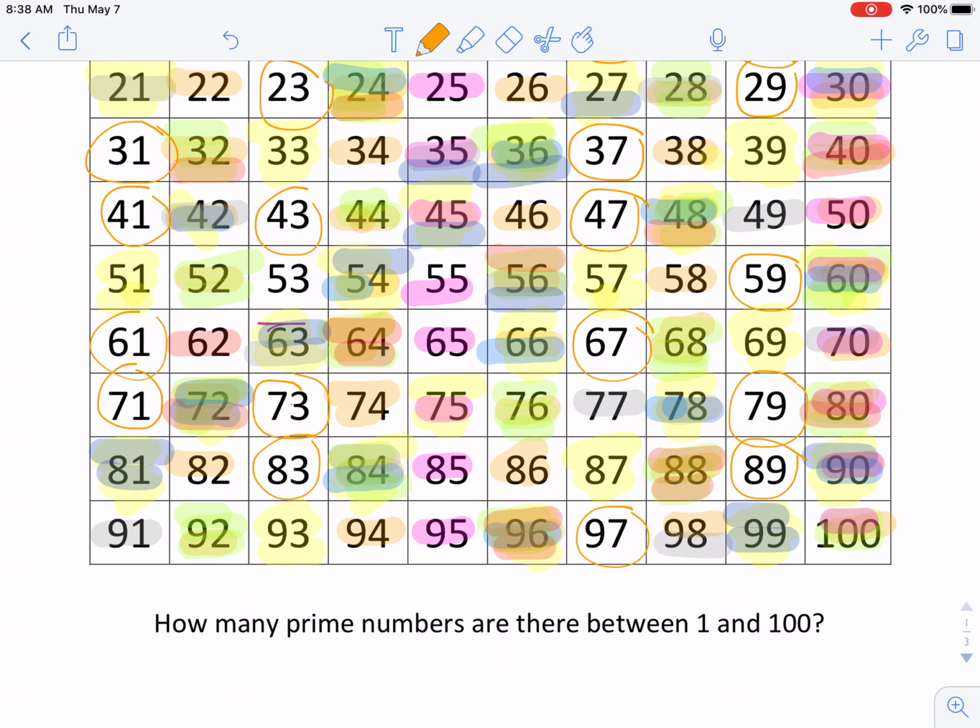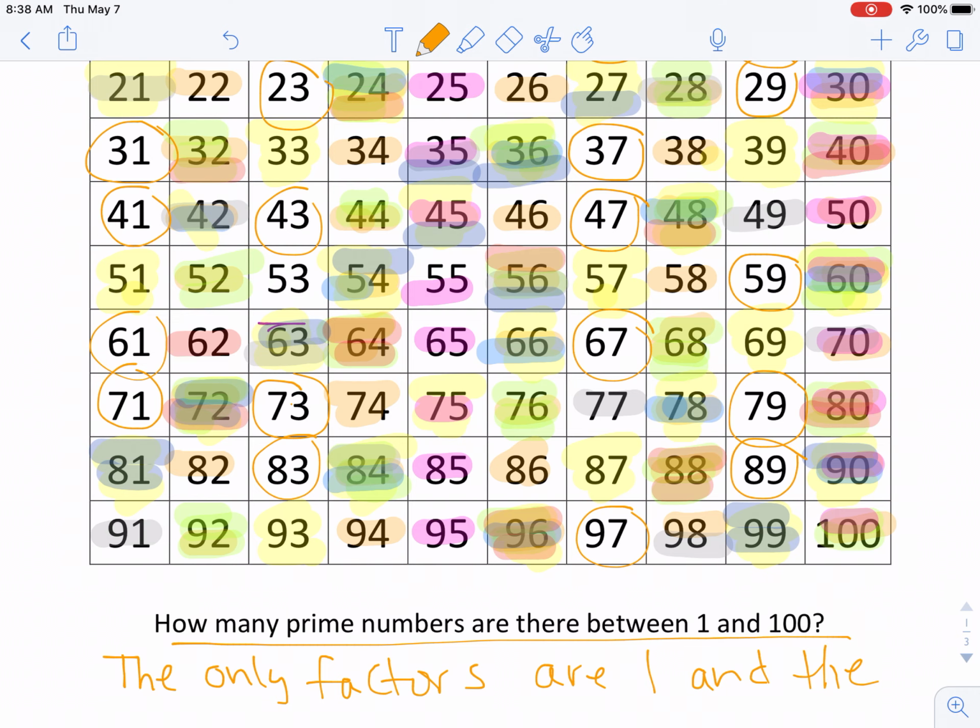So these are called prime numbers, okay? And the question is, how many are there between 1 and 100? First of all, what is a prime number? A prime number means the only factors of that number are 1 and the number.